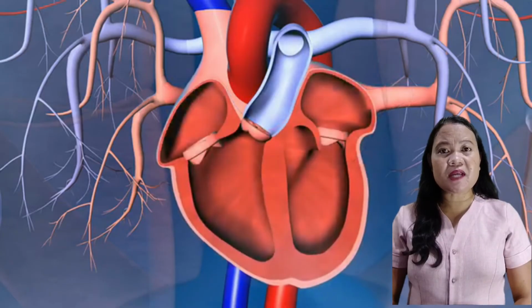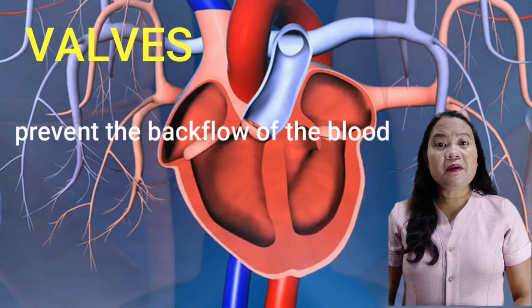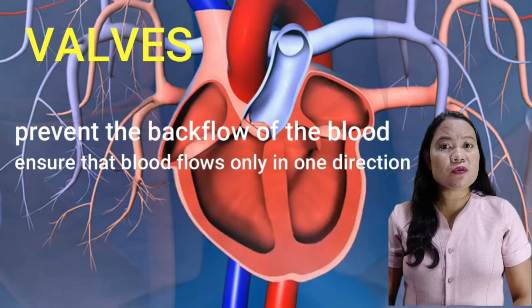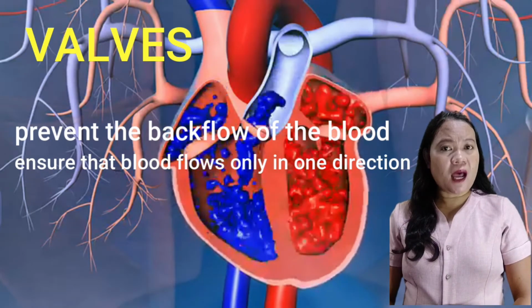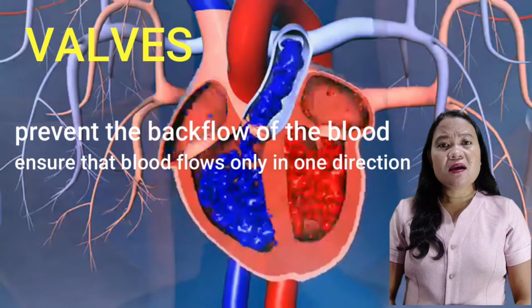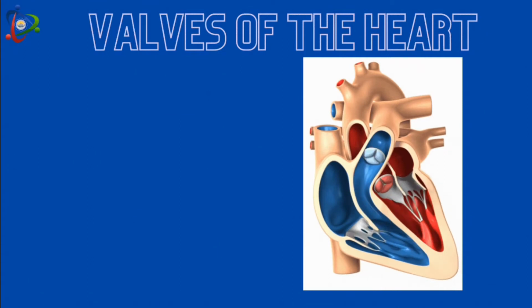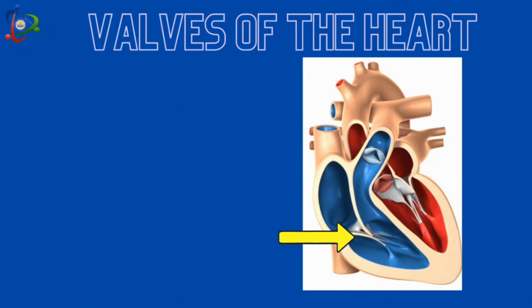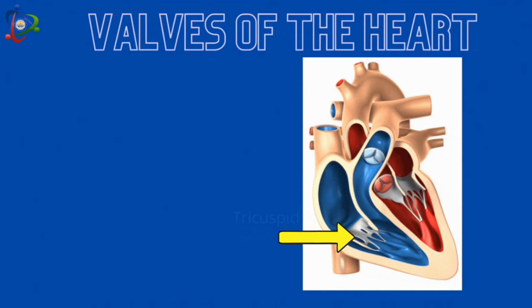Between these chambers are what we call valves. These valves prevent the backflow of the blood and ensure that blood flows in only one direction. The lub-dub sound a beating heart makes is caused by the closing of the valves. Between the right atrium and the right ventricle is the tricuspid valve.